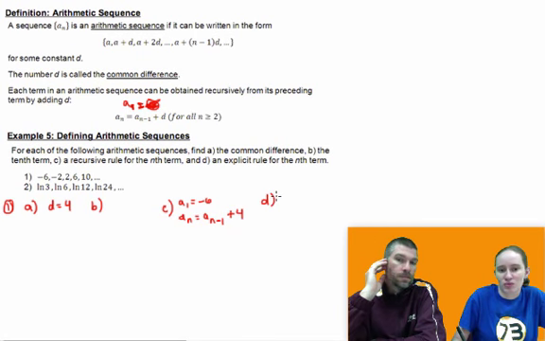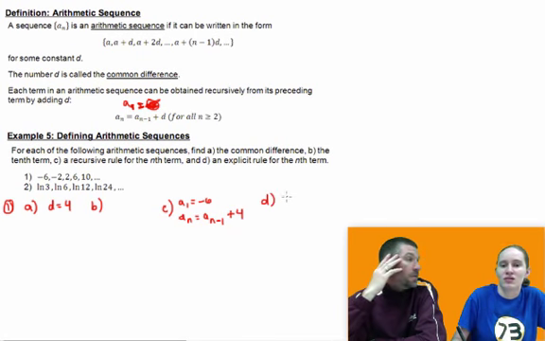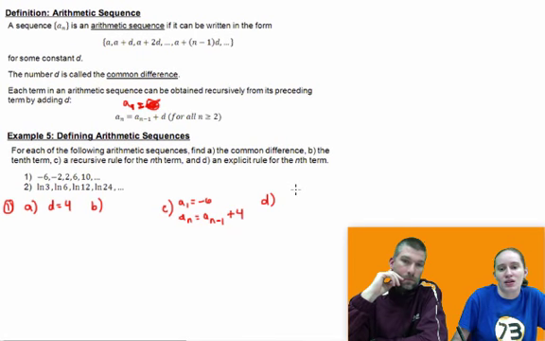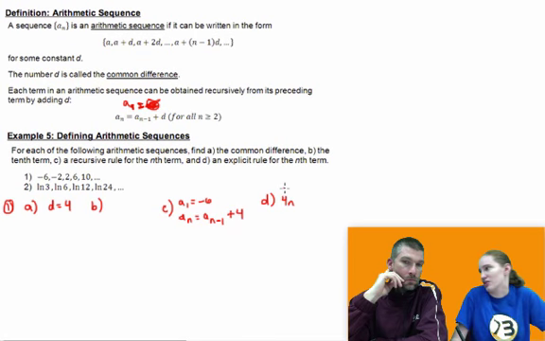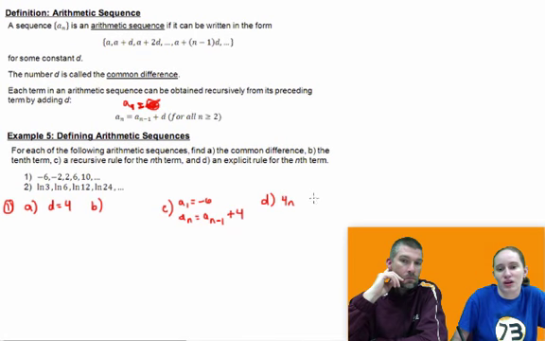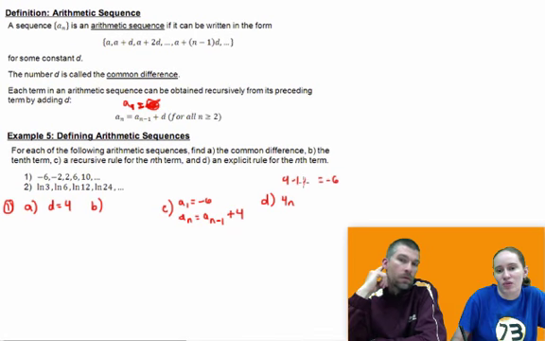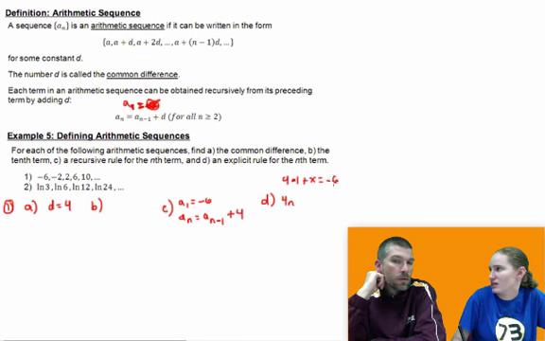D, the explicit rule, which is the one that tends to be most handy, but not all the time. If we're changing by 4 each time, we're going to have a 4n in there, like the one we did earlier. So we're trying to figure out what to put here so that if I plug in 1, I get -6. What am I going to add here so that when I plug in a 1, I get -6? Well, 4 times 1 is 4. I'd subtract 10 and I'd get -6.